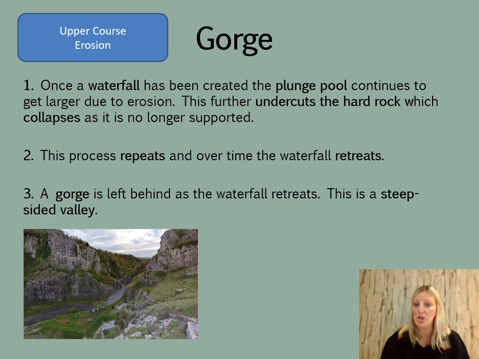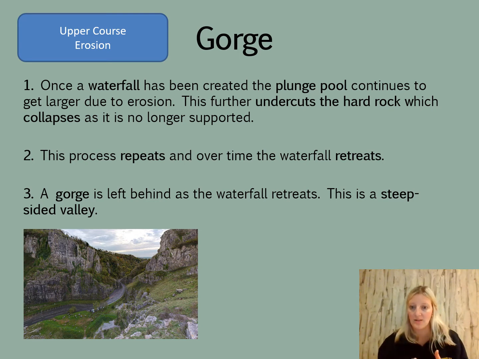Next up, we have a gorge, again in the upper course and again caused by erosion, and these are linked to waterfalls, so you may get an exam question asking you about how gorges are formed. The first part of that process is a waterfall is formed. The plunge pool continues getting larger due to erosion, and the hard rock that was sticking out there that we saw in the diagram on the previous slide slowly begins to retreat over time.